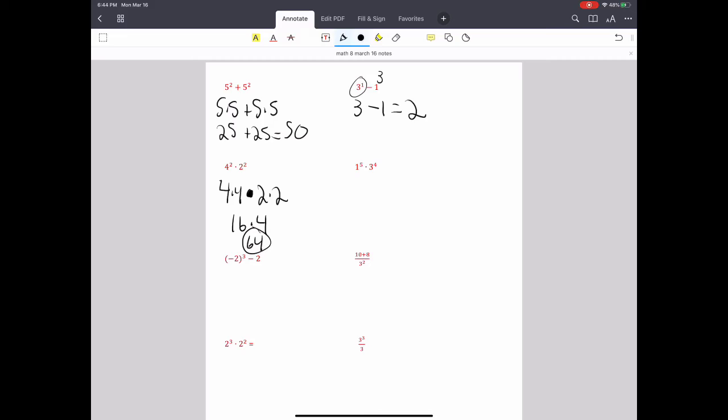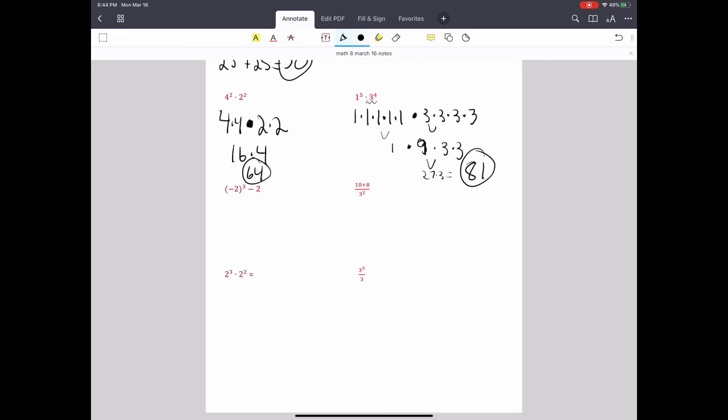This one will be 1 to the 5th times 3 to the 4th, so 1 times itself 5 times. And then times this part, 3 times 3 times 3 times 3. So this is all just 1 times this stuff. 9 times 3 times 3, which is 27 times 3, which is 81.